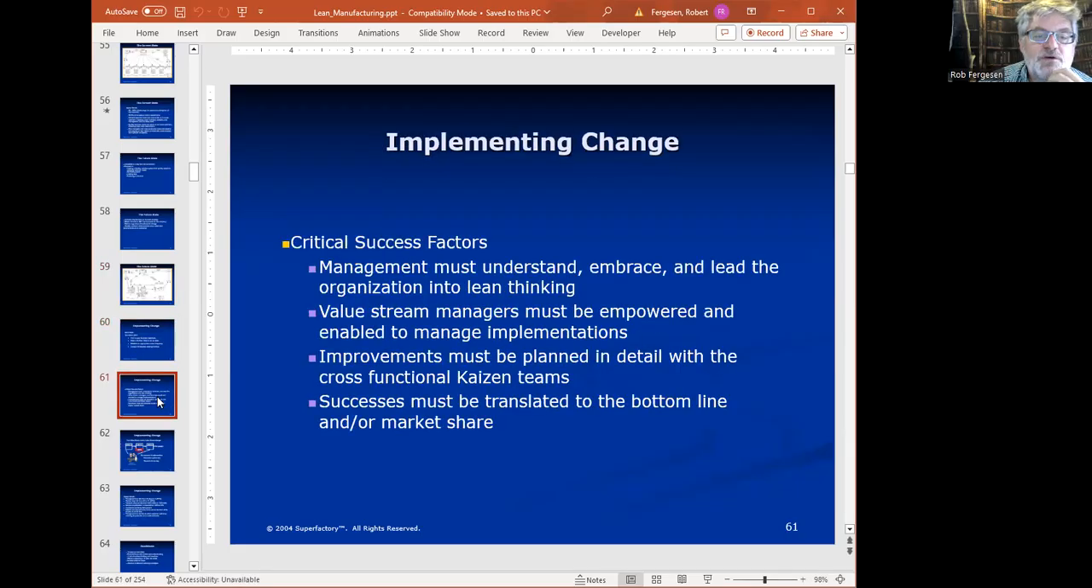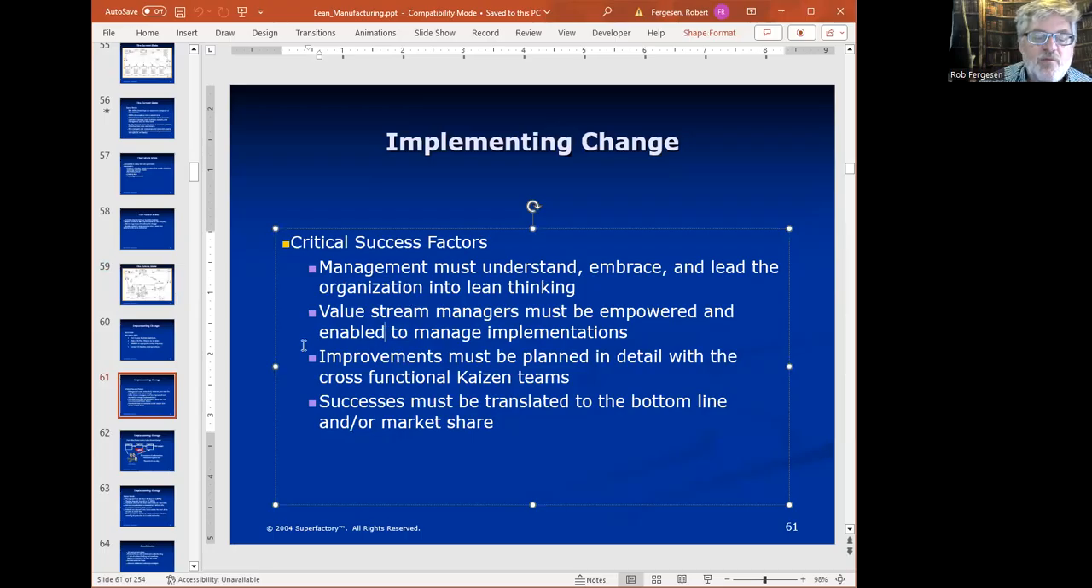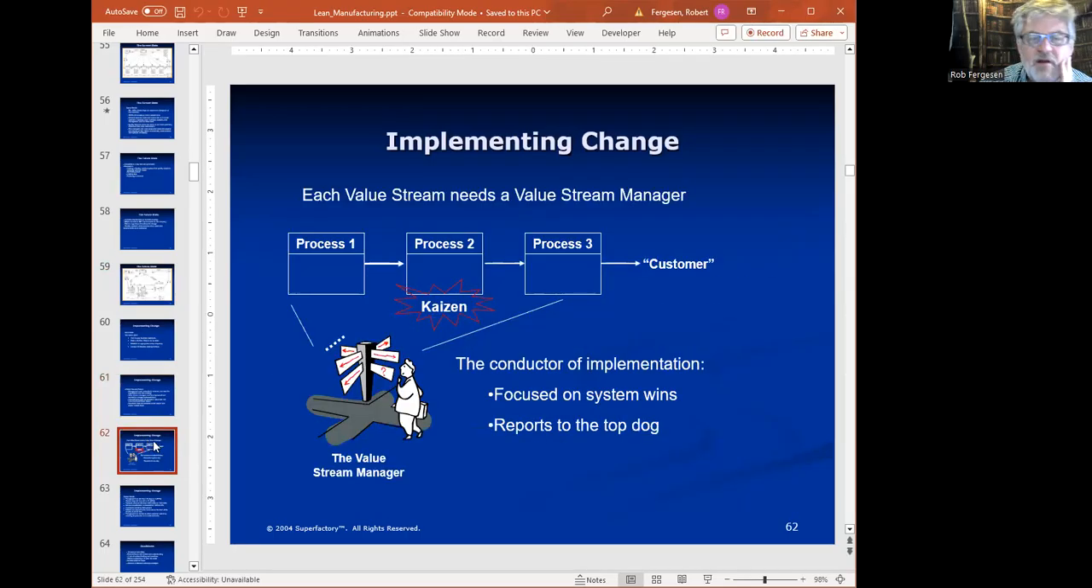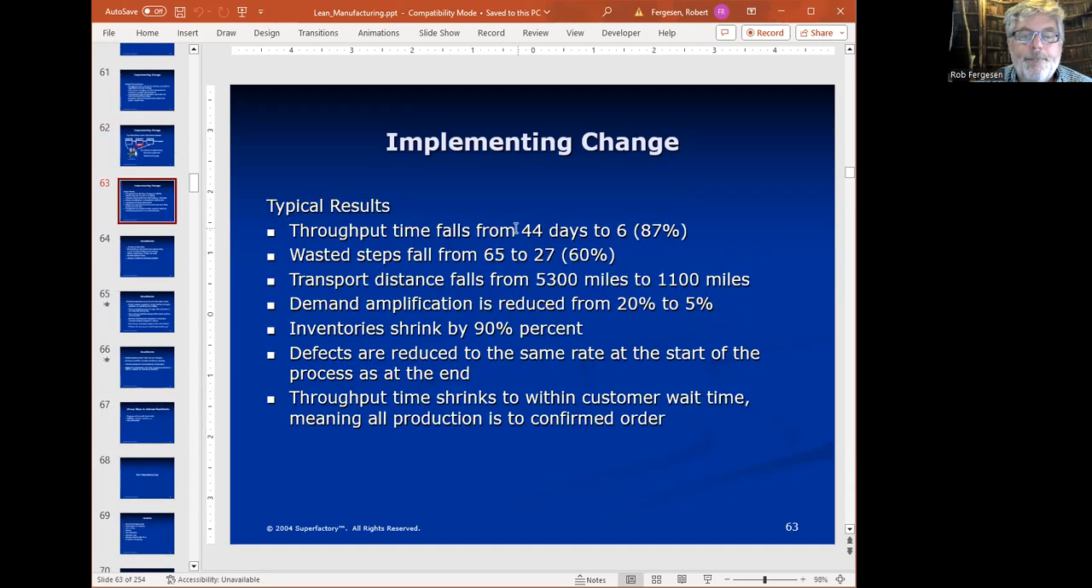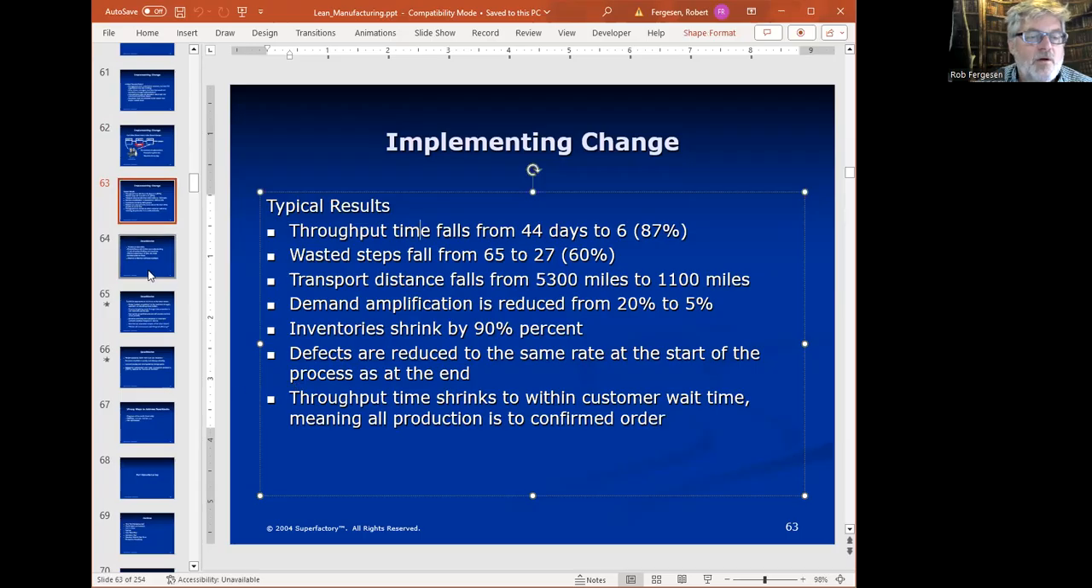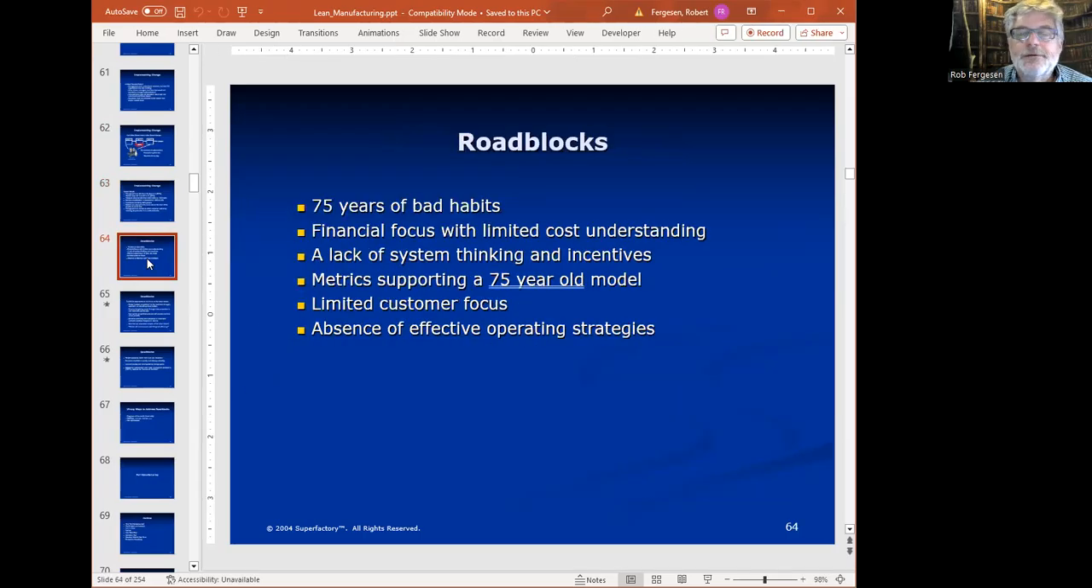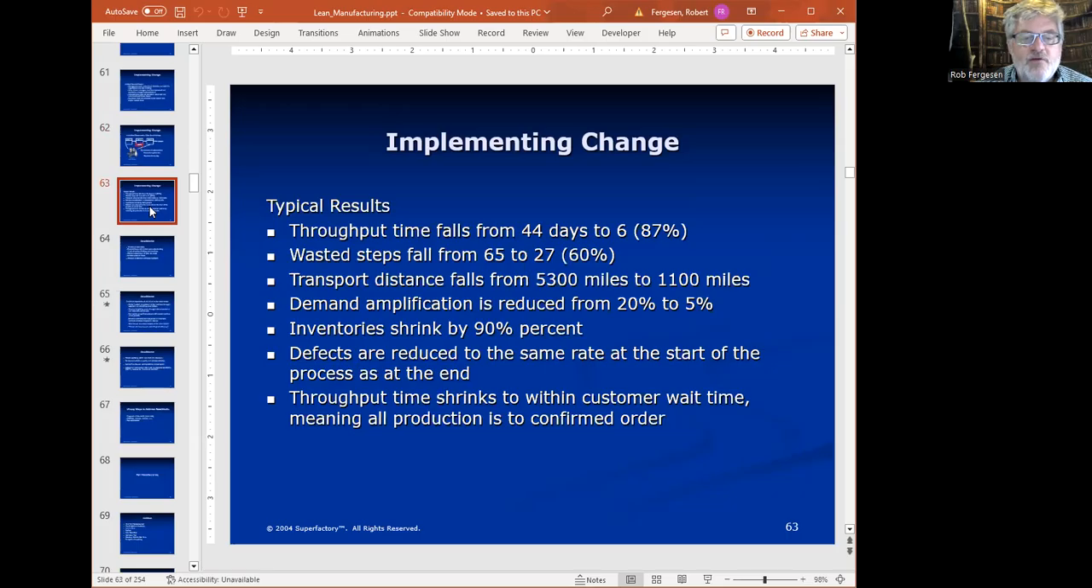So of course you want to implement your change. Critical success factors, we talked about this, management needs to be behind you. This is kind of a repetitious presentation. So to do this successfully, you need a value stream manager. You need a project manager focused on that continuous improvement, who reports up to pretty much the plant manager. So here they're talking about typical change. We already went through that. Everything gets better.